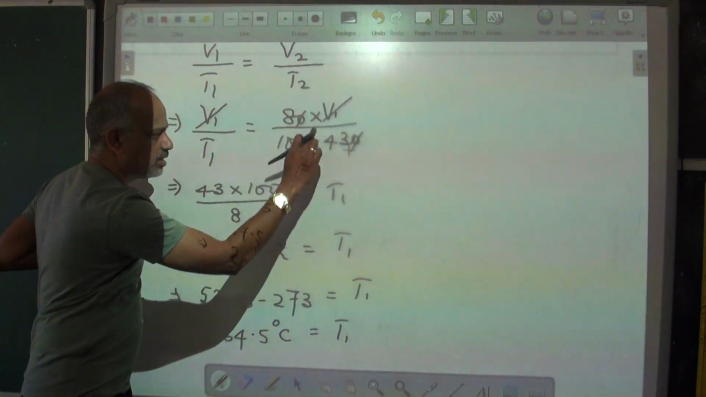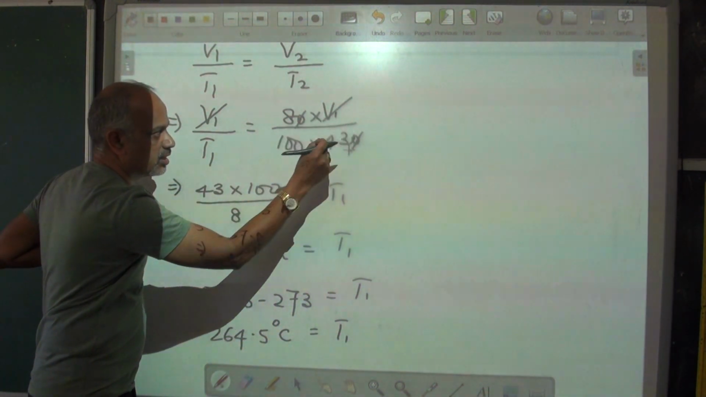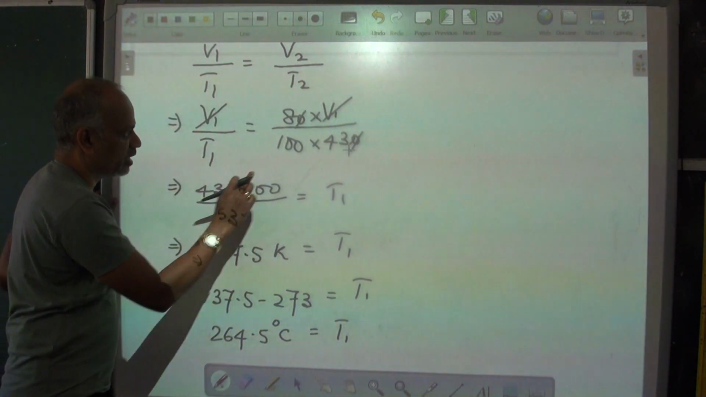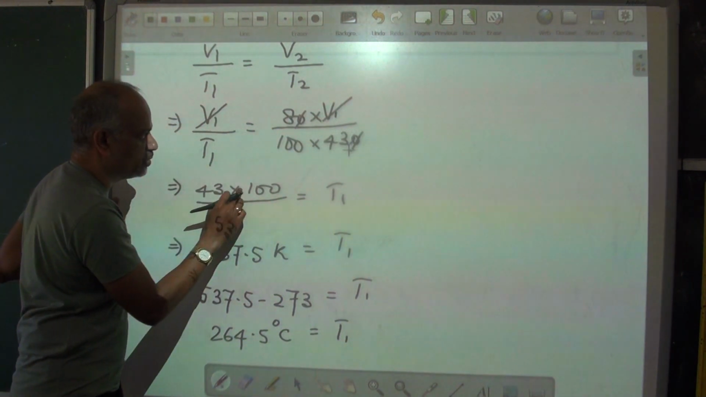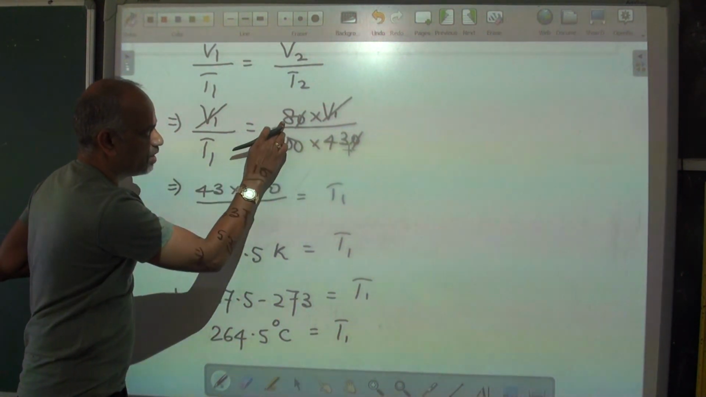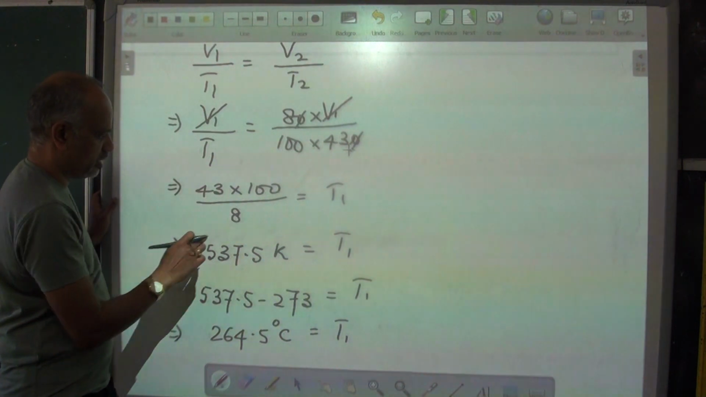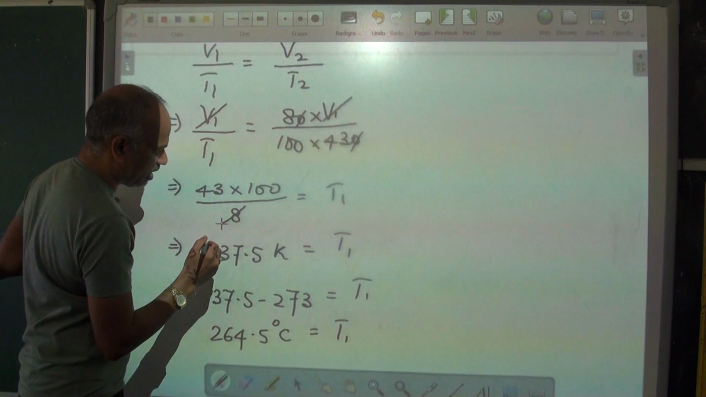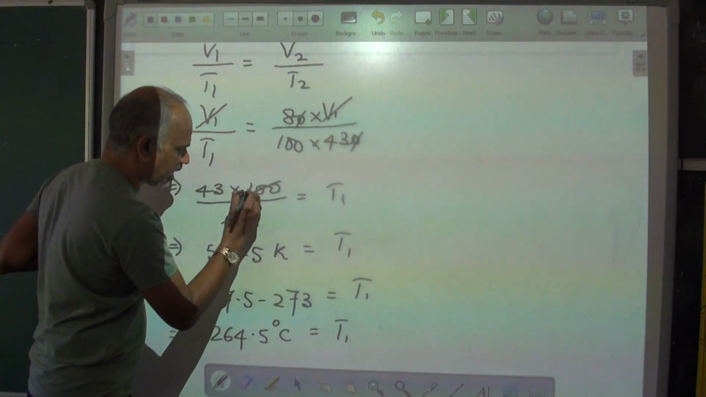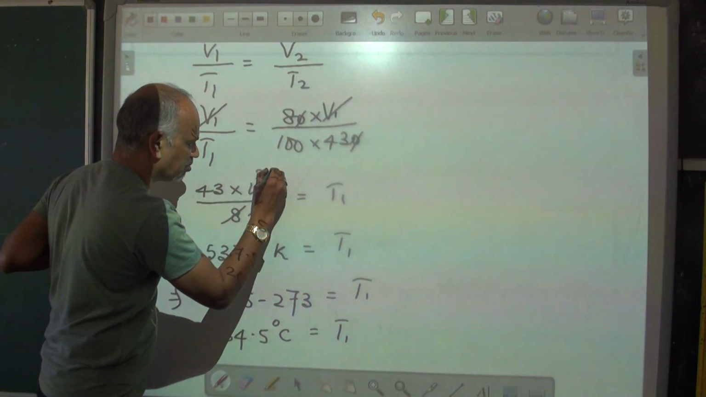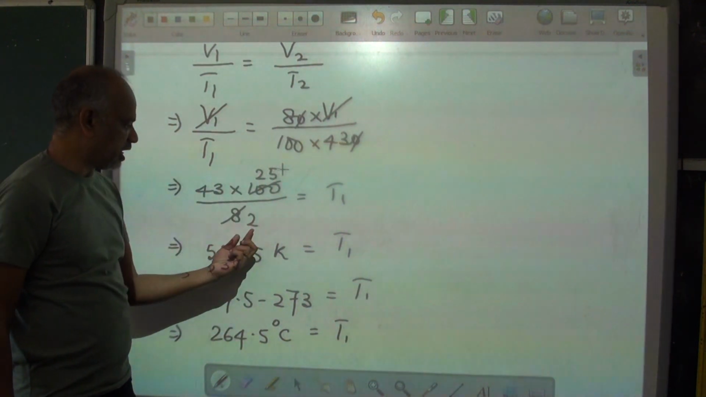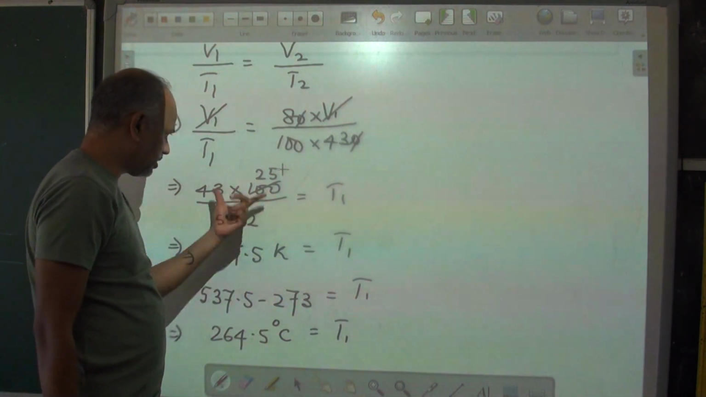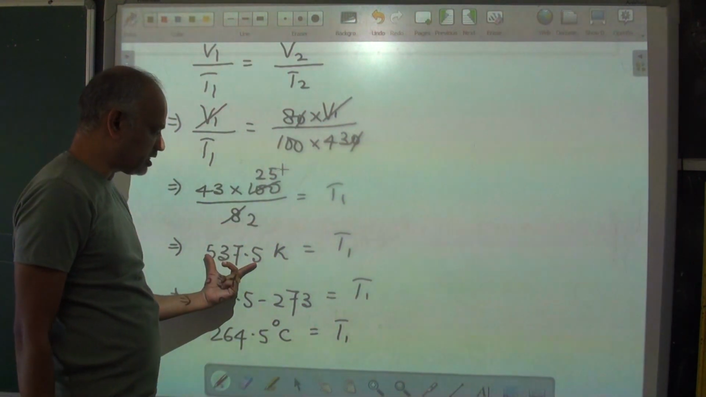Take this T1 to that side, so it goes as T1 on this side, and shift all these numbers to the left hand side. So the 100 comes here, and the 43 comes here, that's 43 into 100, divided by 8. Again, both can be divided: 8 can be divided by 4 twice, 100 can be divided by 4 25 times. Multiply these two and divide by 2, and you will get 537.5. This is the answer that you will get by simplifying.